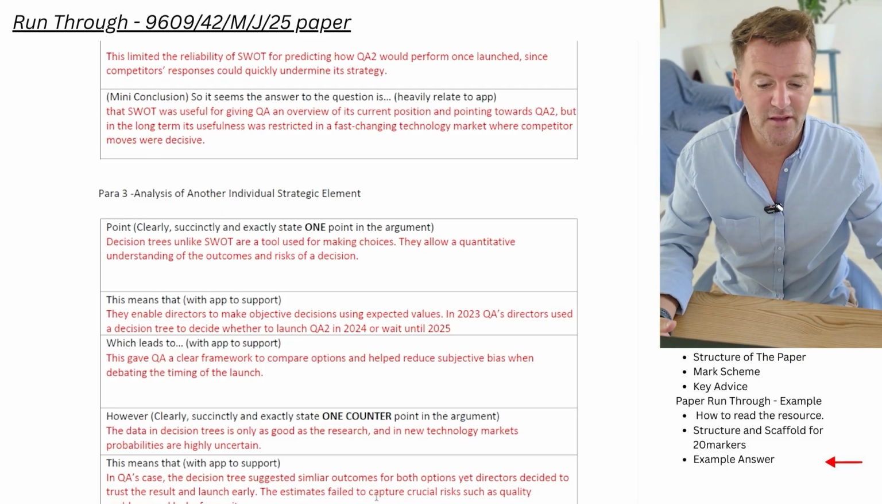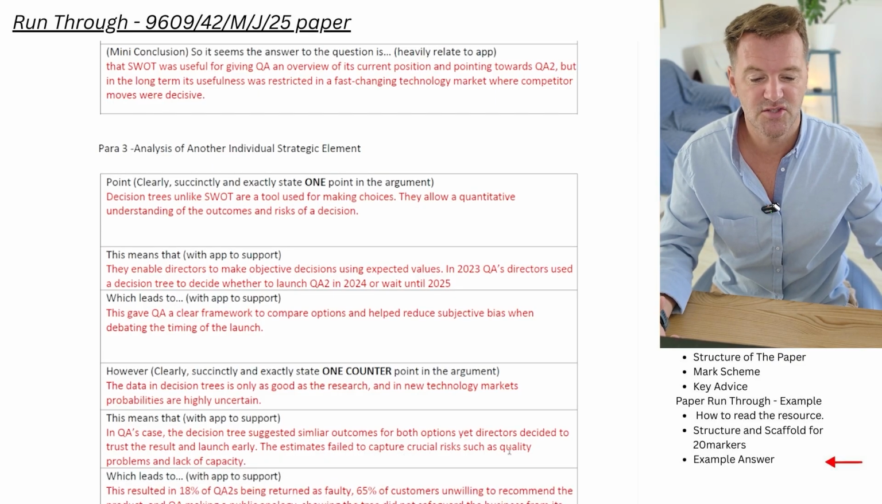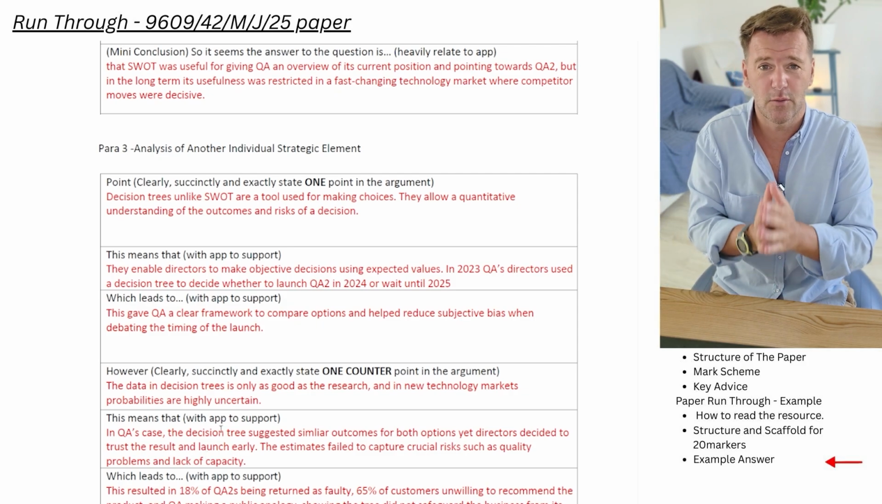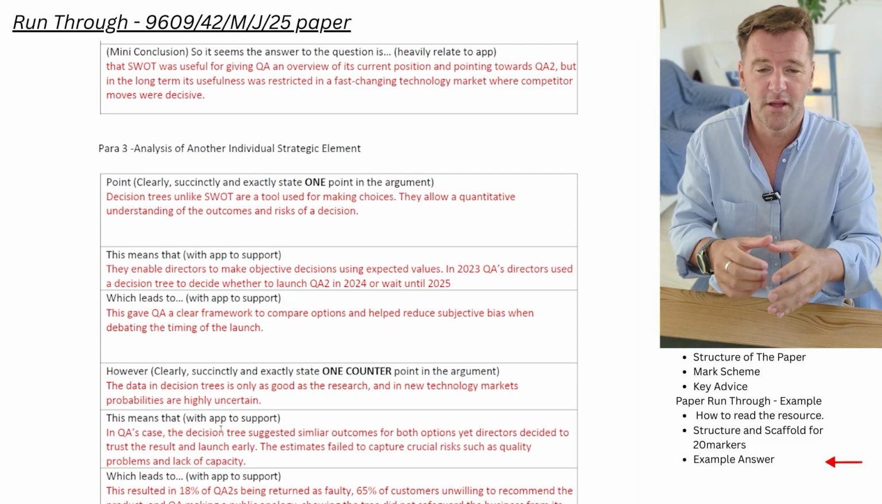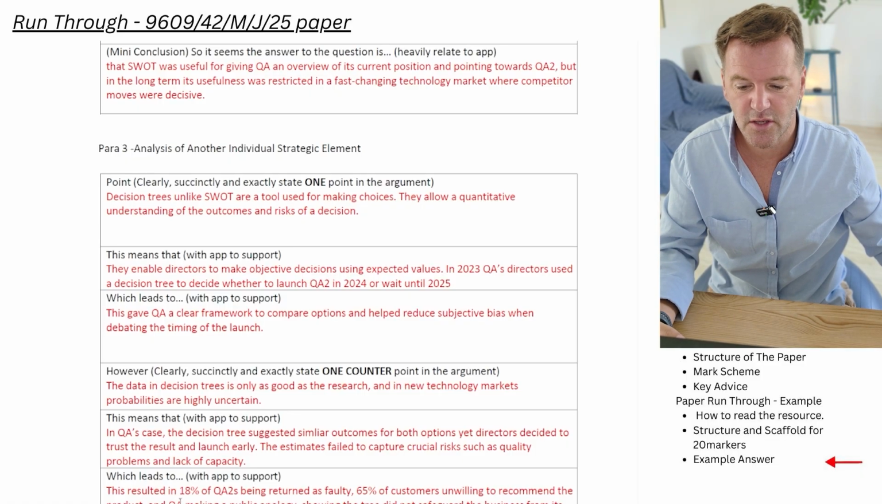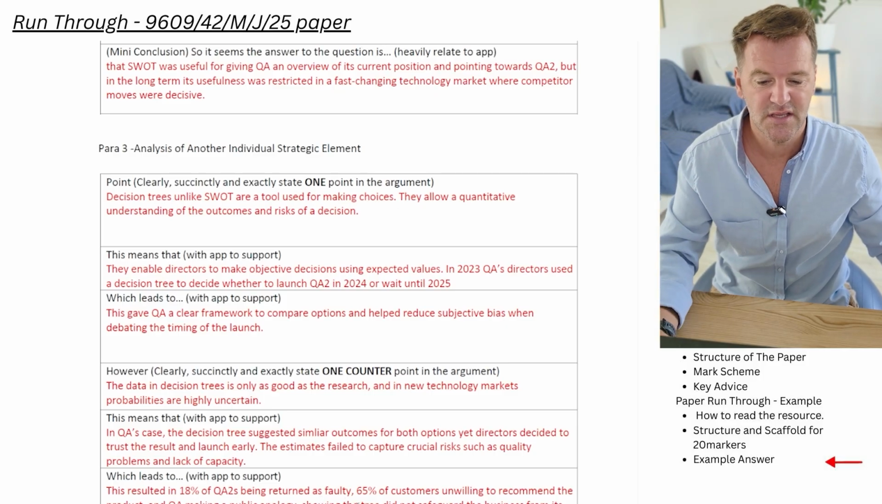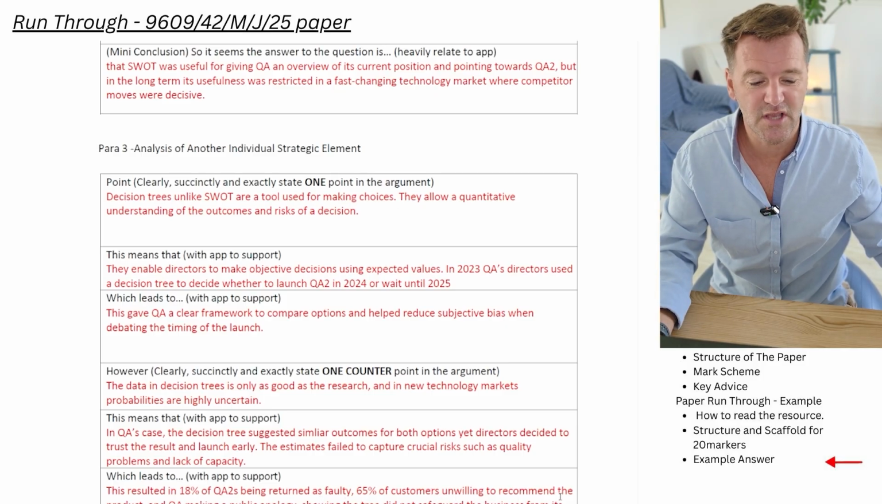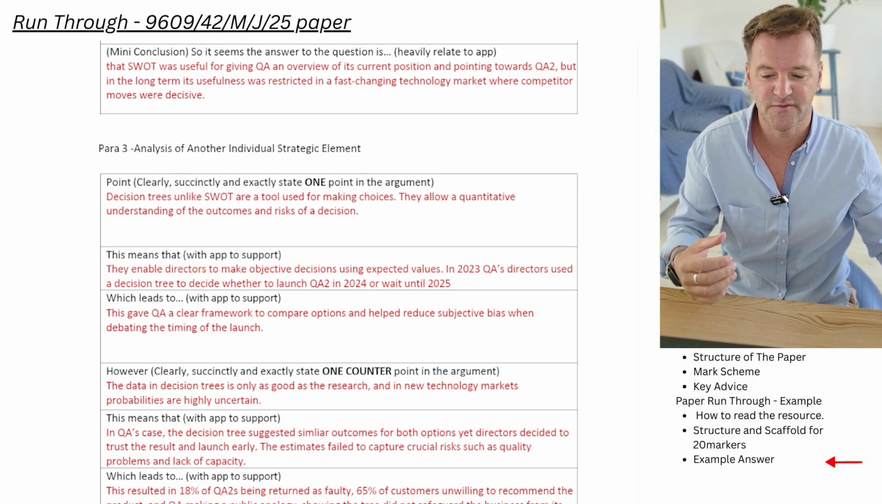The estimates failed to capture crucial risks such as quality problems and lack of capacity, which is what happened to them. Yeah, it gave you a nice number, but it didn't take the whole picture into account, counterbalance. Which leads to, this resulted in 18% of QA2s being returned, application, analysis, faulty, and 65% of customers unwilling to recommend the product. So it was a disaster. And QA made a public apology, showing the tree did not safeguard the business from its biggest threats.